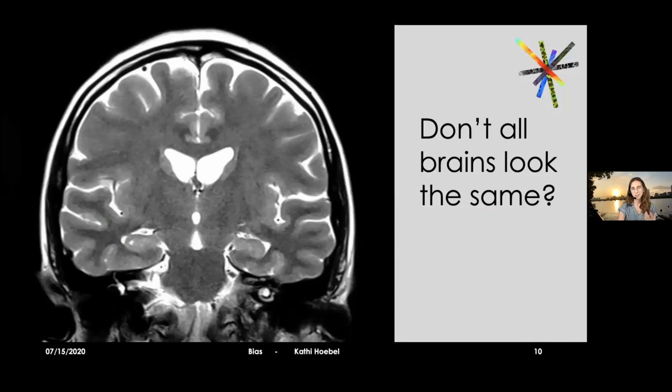The question is, on MRI, don't all brains look the same, or is there a reason to worry about bias, at least from a biological structural point of view? The short answer is not all brains look the same. And particularly for male versus female brains, there are reported group differences. I think the most prominent, or well-known one, is the volume.